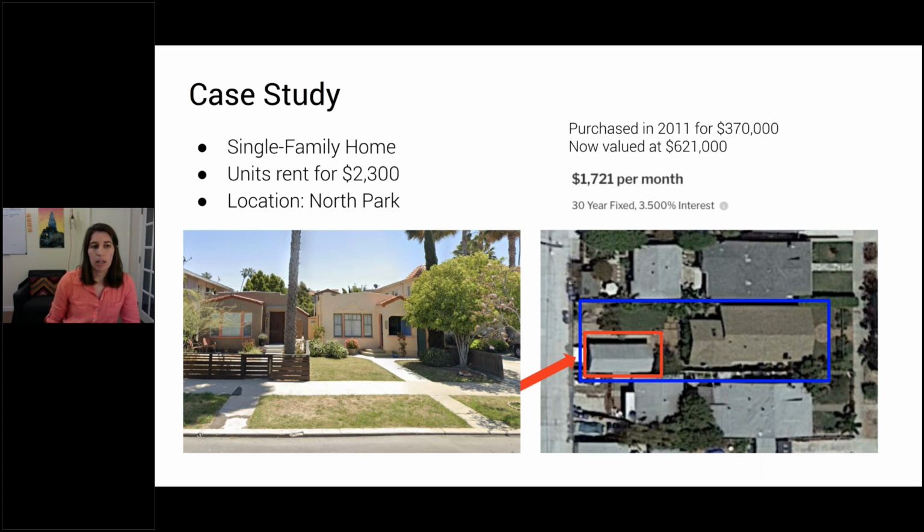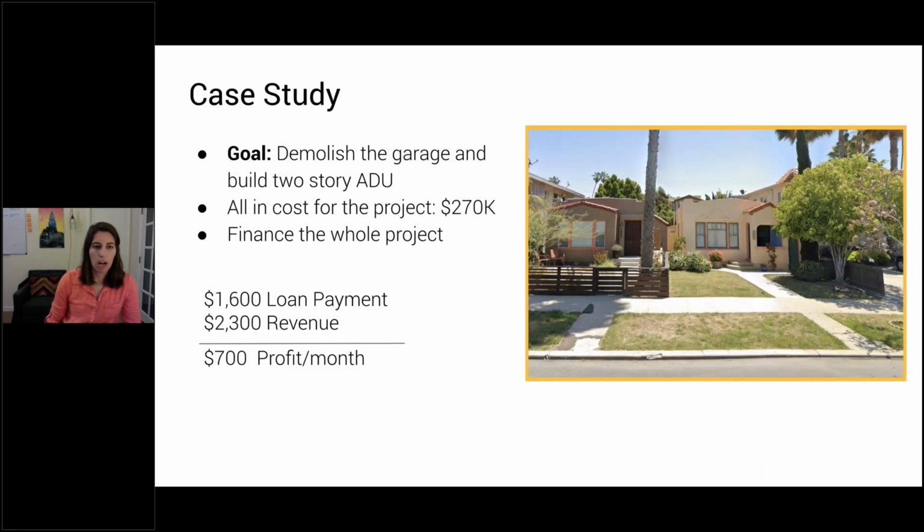Two-bedroom units in North Park can rent for $2,300, and that would not be unheard of. For something of really nice construction that's brand new and designed really well, potentially more, but let's just go with the $2,300 number. So the plan here was to demolish the garage in the back. They also had alley access, which was amazing. So the plan was to demolish the garage and build a 2-story, 2-bedroom unit. The all-in cost for the project was going to be $270,000.